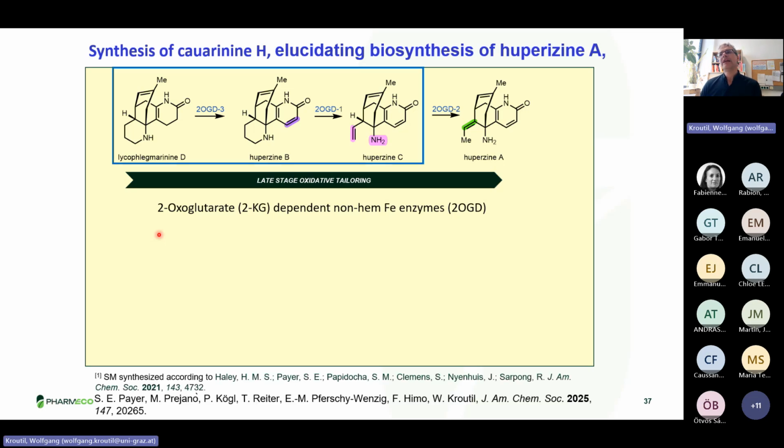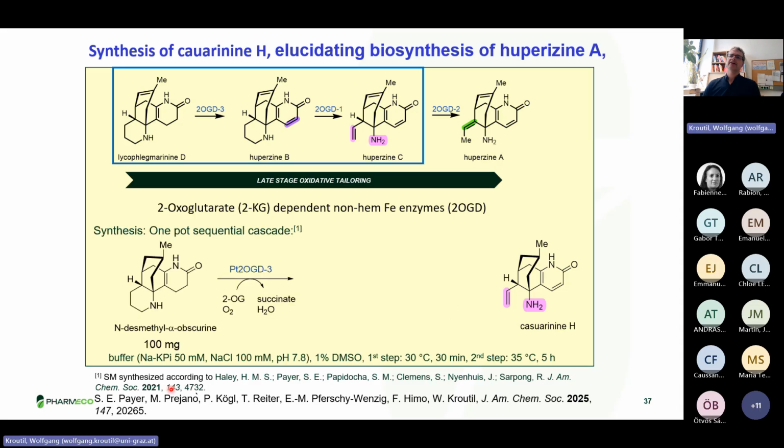Well, when you compare these last steps until huperzine C, so before isomerization, you easily recognize that this is rather similar to castorinin. So it has the same pattern, except for this CC double bond there.